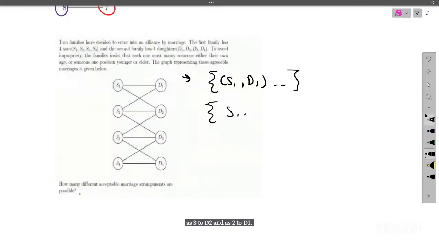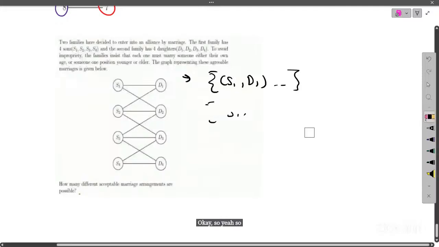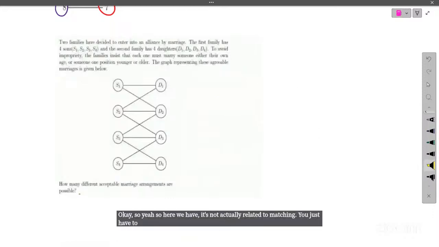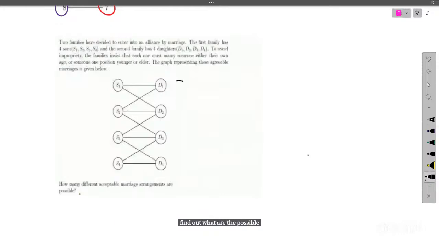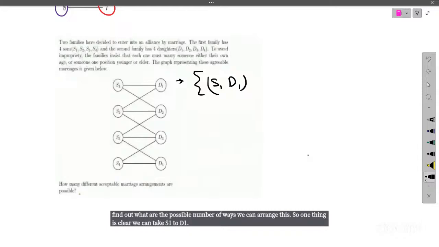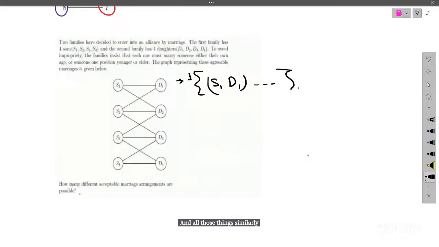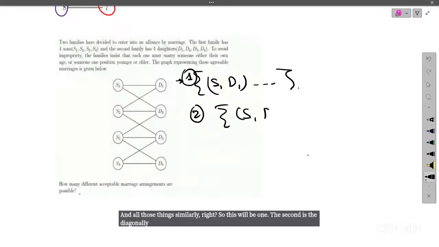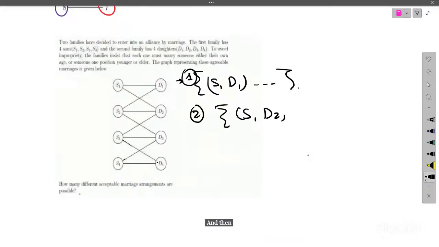Okay, so yeah. Here it's not actually related to matching. Here you just have to find out the possible number of ways we can arrange this. So one thing is clear, we can take S1 to D1 and all those similarly, right? So this will be one. The second is the diagonal, right? That means S1 to D2, S2 to D3, and S3 to D4. And then S4 to D3, right? Yeah, right. So that means, ma'am, the second one will be that we take D3 to S4?